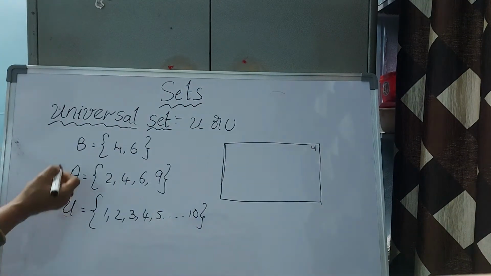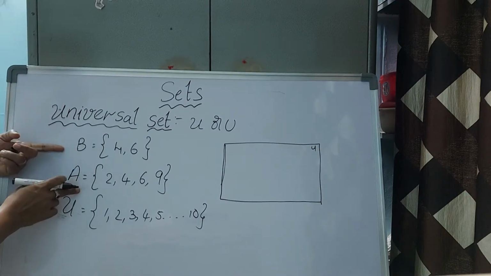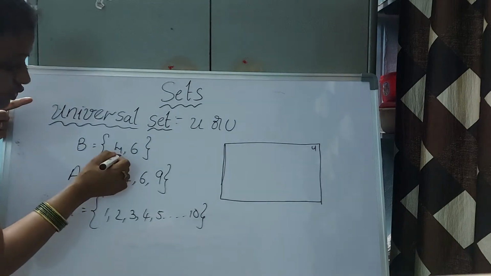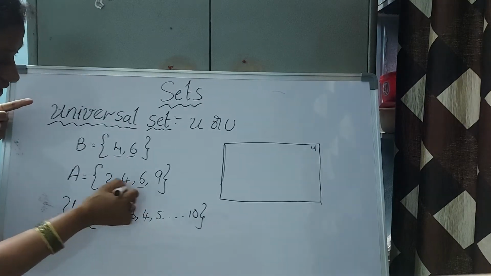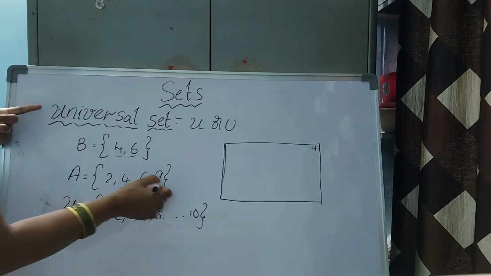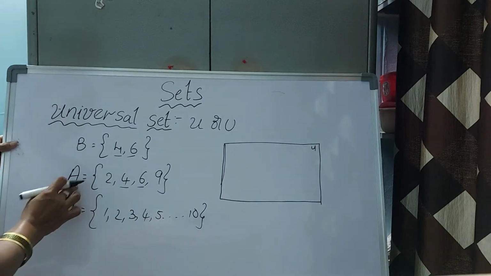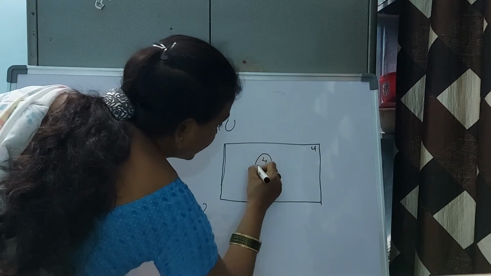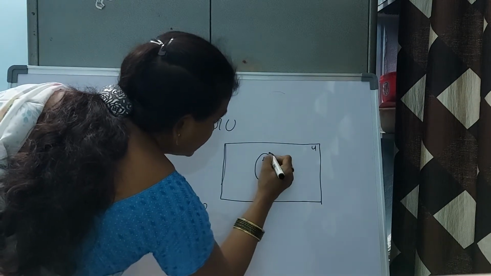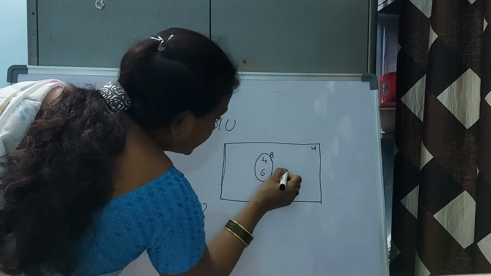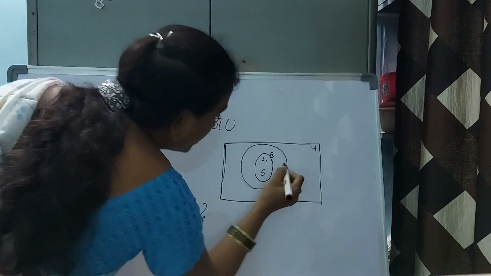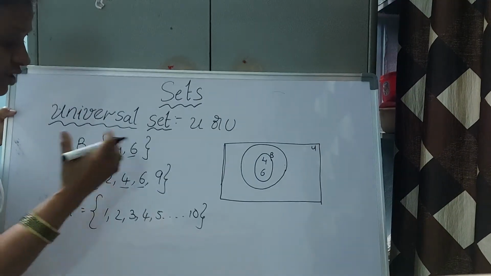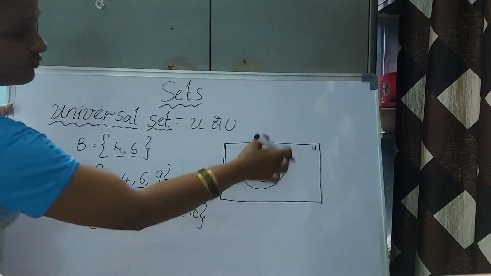In these two sets, B and A, which is the small one? B is the small one. And that too, these 4, 6 are also present in A, which is 2, 4, 6, 9. That's why first we take set B: 4, 6. We take it like this, and this is set B. And set A is somewhat bigger than set B. That's why we took it somewhat larger.